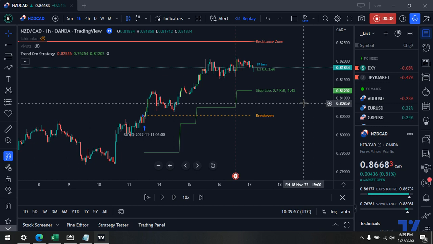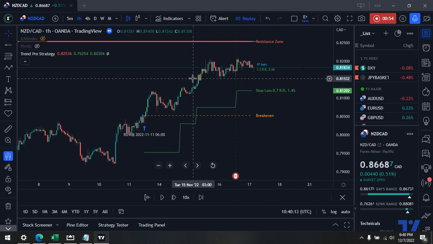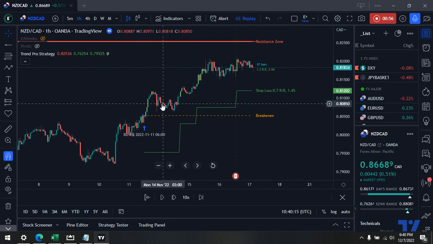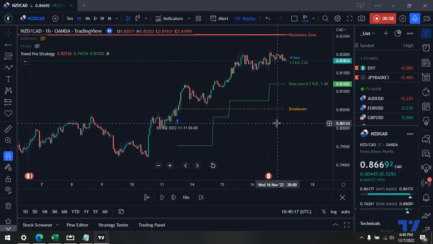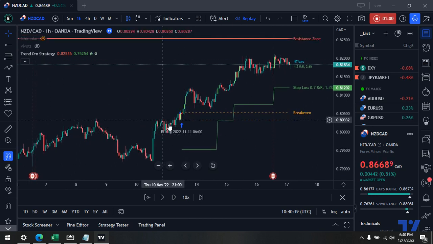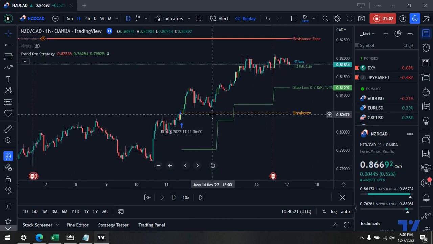So let's get right into it, into this perfect example of the Kiwi Canadian, which has been trending so strong in the past couple of days, even I think the past 1 or 2 weeks. And we do a bar replay here right about the 11th of November, okay? Where we get this signal from the strategy.